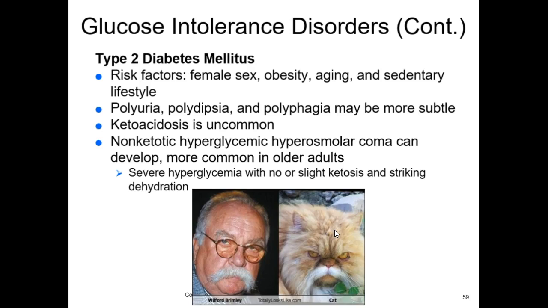So risk factors: being female, being obese, aging, sedentary lifestyle. Ketoacidosis is going to be less common in type 2. Doesn't mean it's not going to exist. And again, even if you're not in diabetic ketoacidosis, there can still be hyperglycemic hyperosmolar coma, meaning there's really, really elevated blood sugar and it's causing fluid shift problems. Making sense? Yes. Is there a coma for type 1 as well? For DKA, absolutely. Yeah.